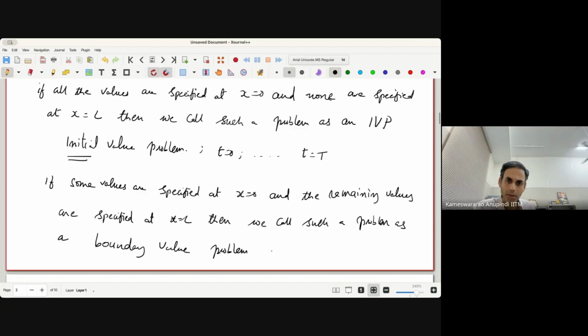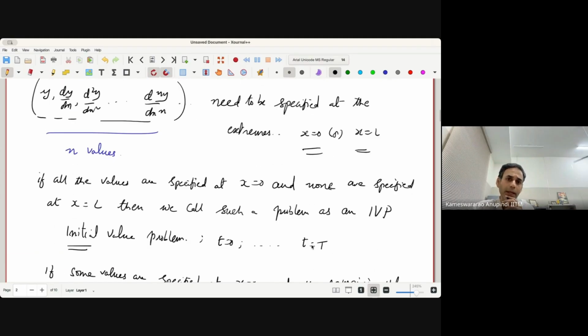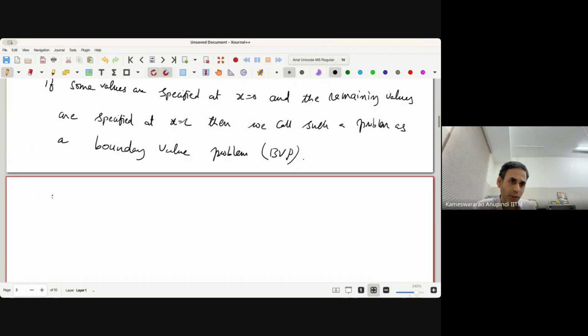Okay, that means the values of the dependent variable and its derivatives are partly given at one end, and partly given at the other end. This is basically a boundary value problem. Now, we're going to see how to solve both the initial value problems as well as boundary value problems in this chapter.